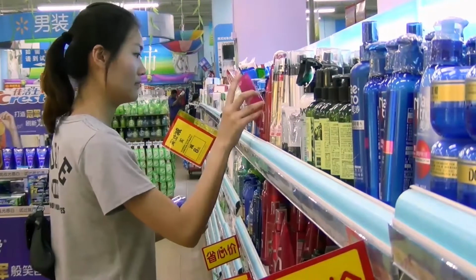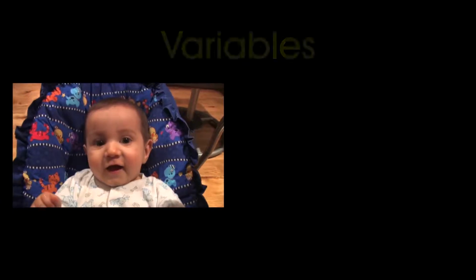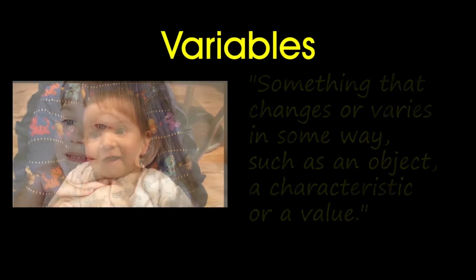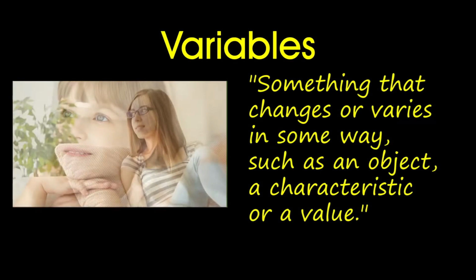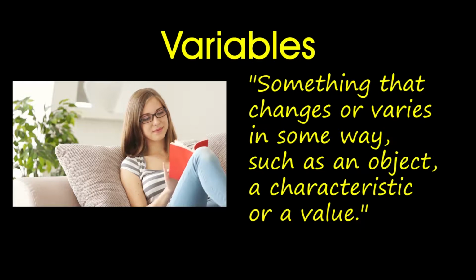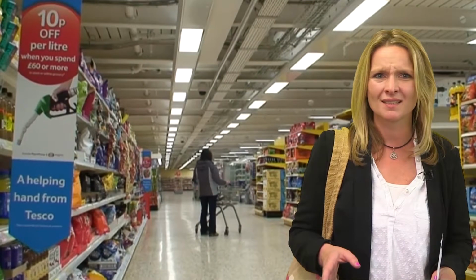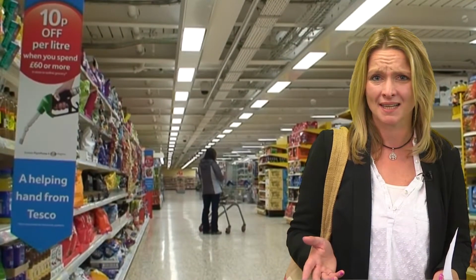So studying variables is a bit like going shopping for household stuff, food, things like that. Not that interesting, but it has to be done. So we're going shopping for variables. A variable is something that changes or varies in some way, such as an object, a characteristic or a value. Well, that's okay for a start, but saying a variable is something that changes or varies doesn't tell us that much about it, does it?